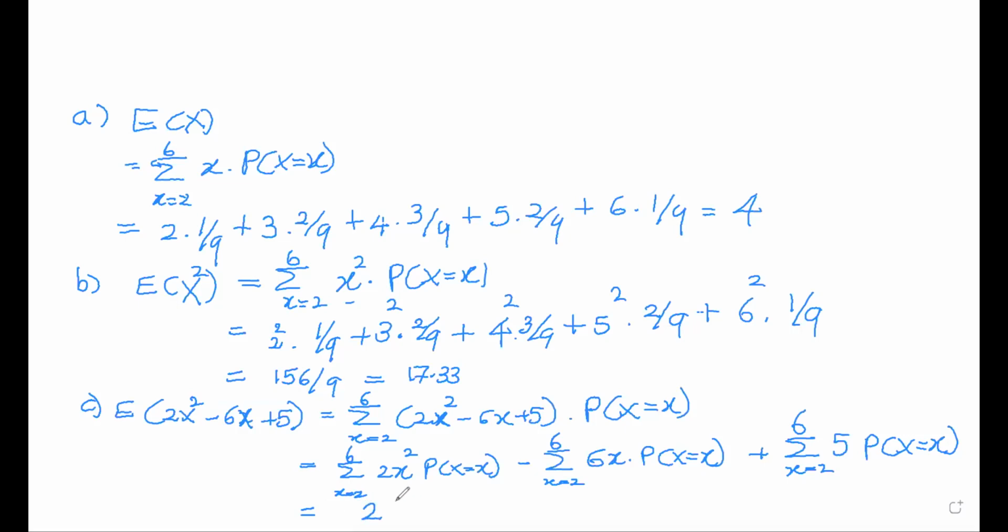Two into expected value of x squared. Why? Since 2 is a constant, we can get 2 out and it is expected value of x squared, right? Then minus 6 expected value of x, plus the expected value of a constant is the constant itself. So it is 5. Right?